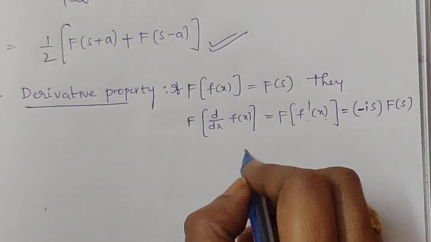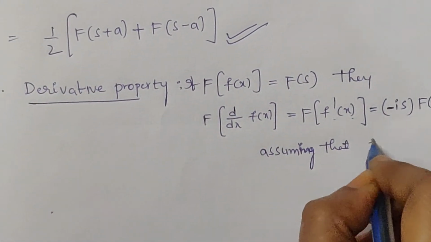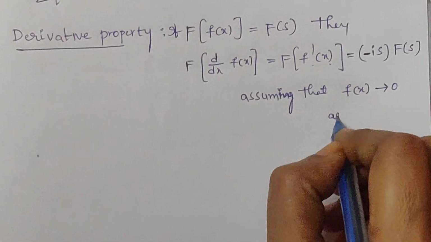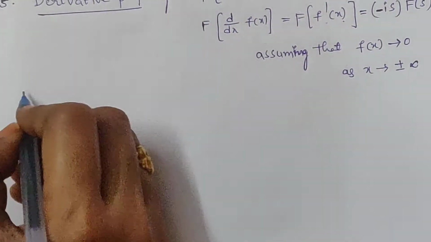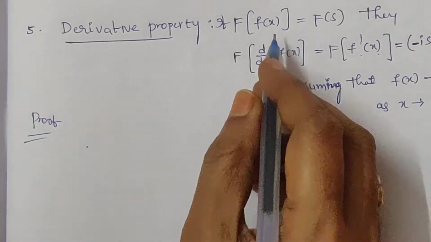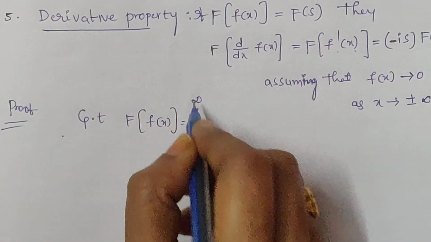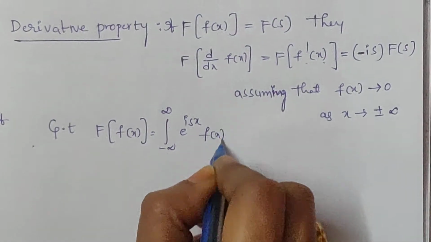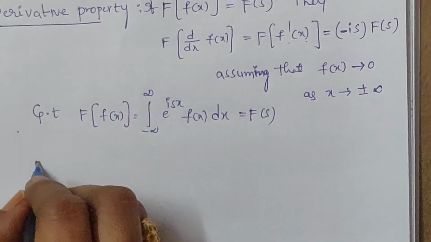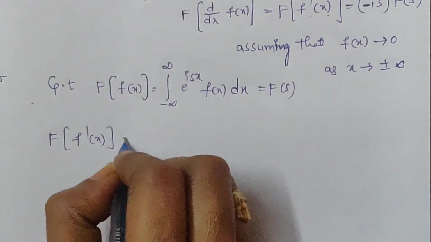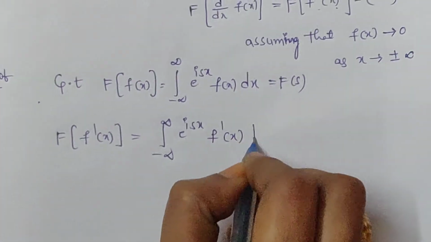Here one condition we have to assume. Assuming that f of x tends to 0 as x tends to plus or minus infinity. The proof of this one is: given that the Fourier transform of the function f of x equals the integral from minus infinity to infinity of e power isx f of x dx, we denote this as capital F of s. Now we have to find the Fourier transform of f dash of x. According to the basic definition, this is the integral of e power isx f dash of x dx.